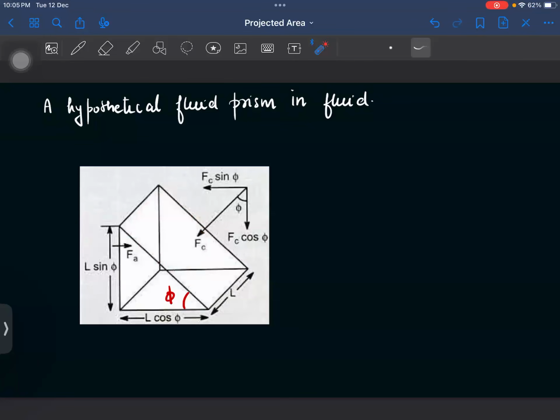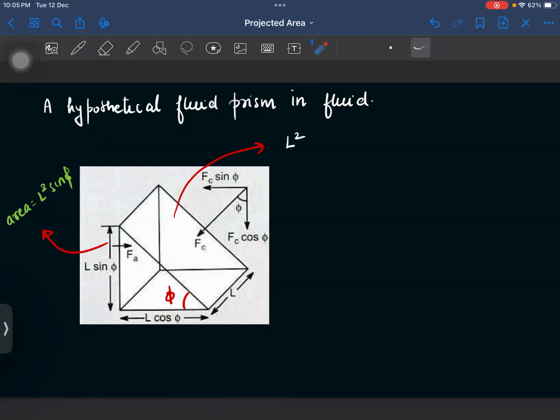Now students, let the length of this part be L and this part also be L. Now if this angle is phi, what will be this length? If this angle is phi, this length will be L sine phi. Now students, what will be the area of this side? This length is L and this is L sine phi. The area will be L square sine phi. And what will be the area of this slant surface? The area of this slant surface will be simply L square.